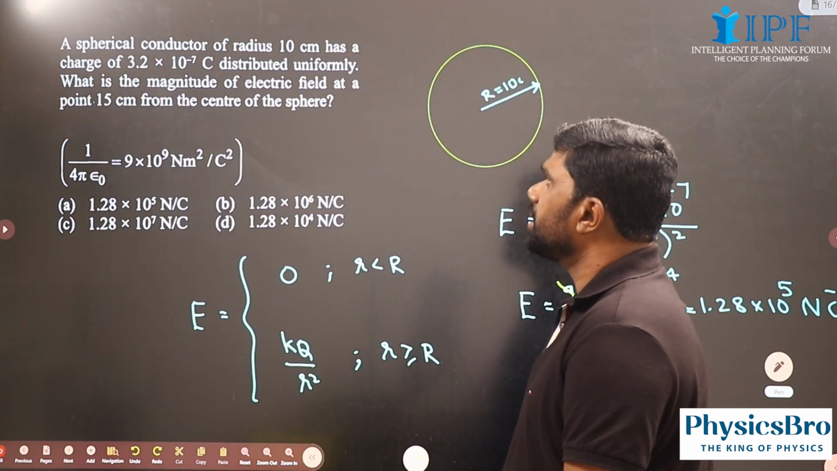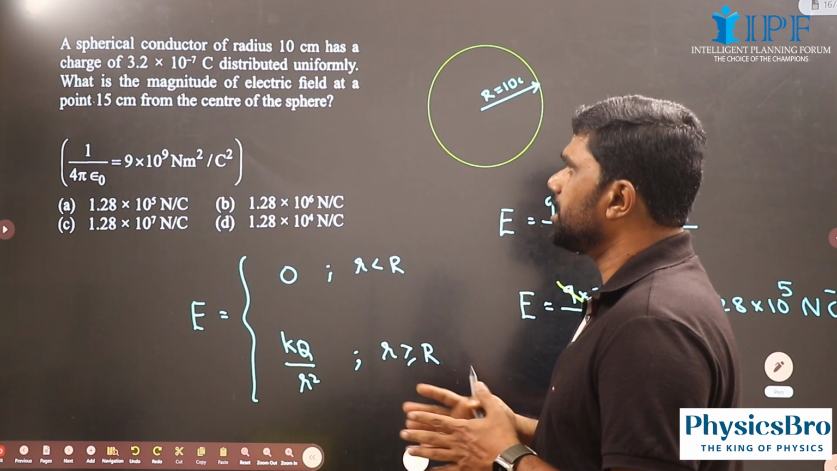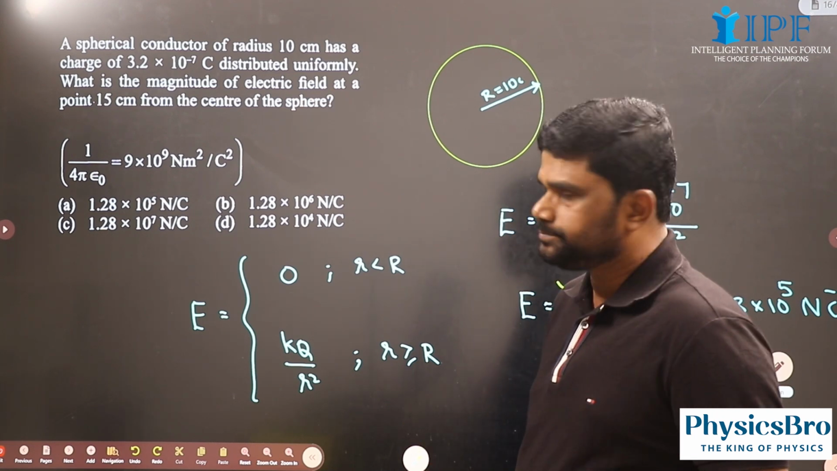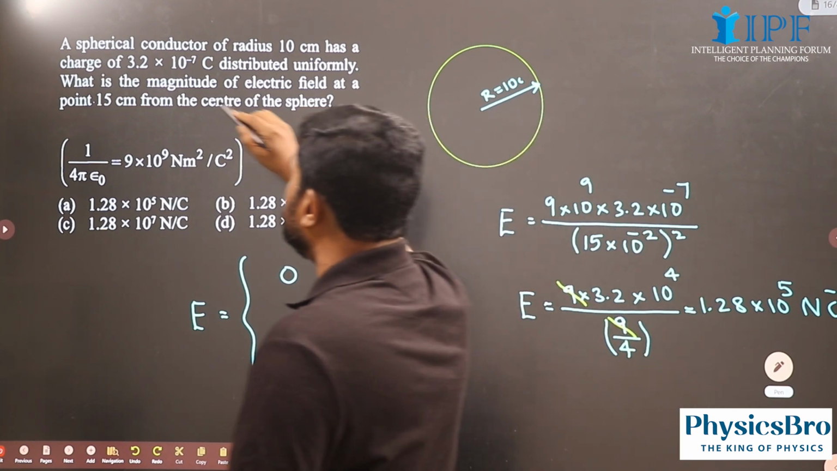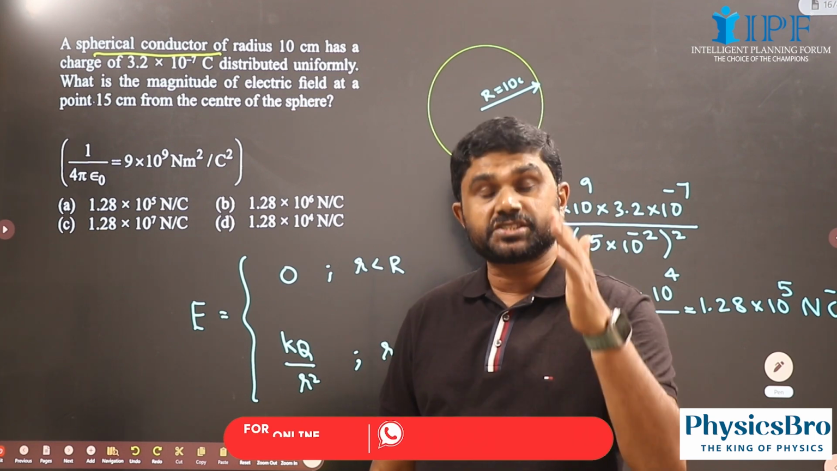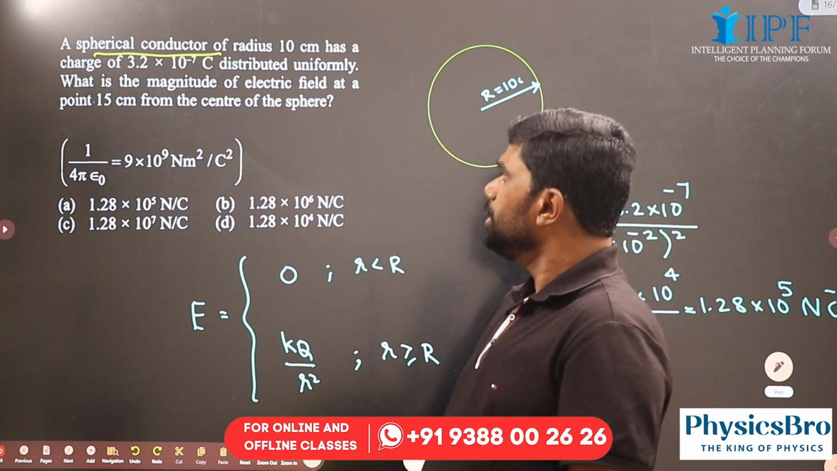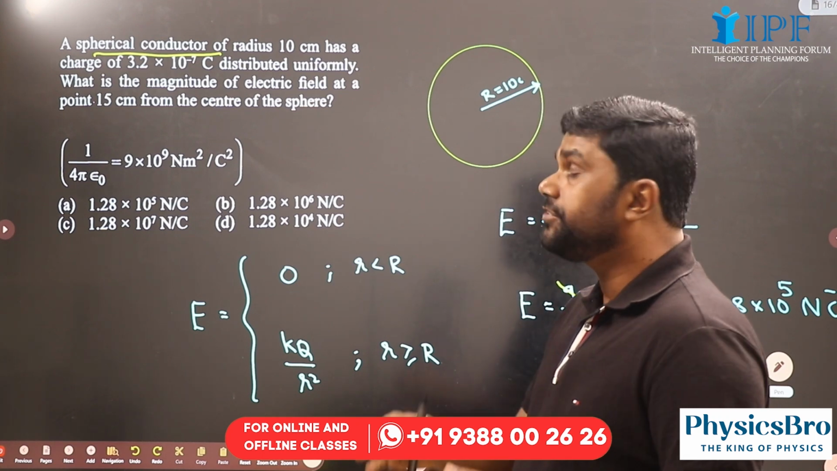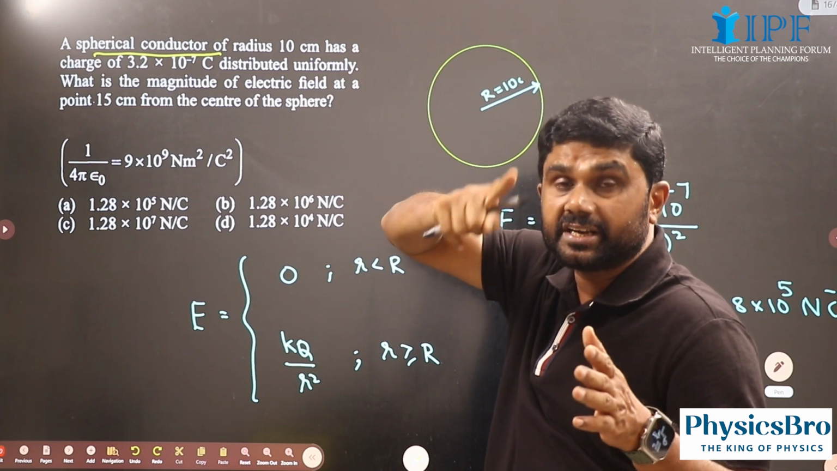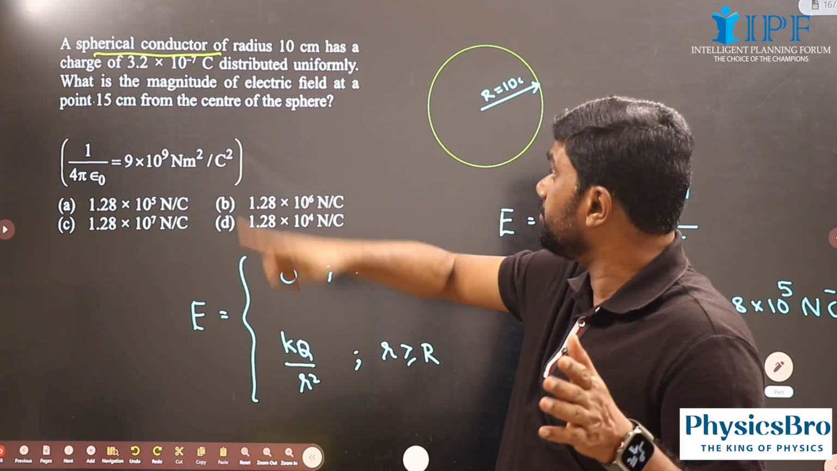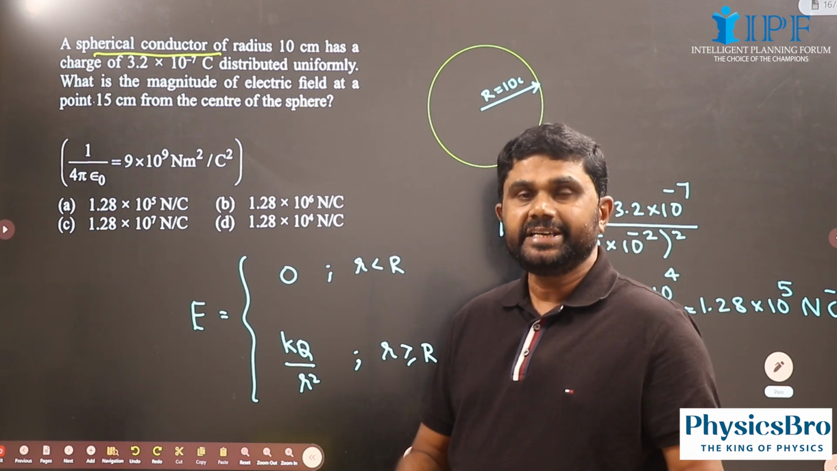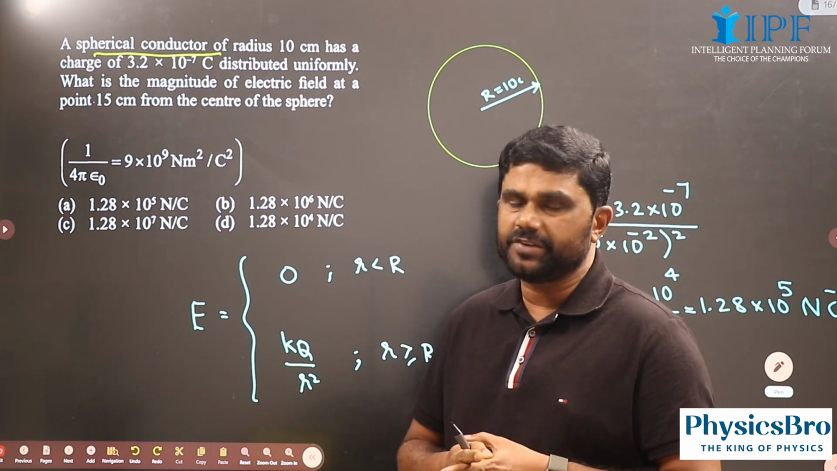Next: a spherical conductor of radius 10 centimeter has a charge of 3.2 into 10 raised to minus 7 coulombs distributed uniformly. Okay, it's a spherical conductor. In case of a conductor, charge resides only on its surface. So what is the magnitude of electric field at a point 15 centimeter? See, the radius is 10 centimeter. We have to find the electric field intensity at a distance 15 centimeter from the center. Okay, means it is outside the sphere. Inside the sphere, intensity of electric field is 0 if it is a conductor.